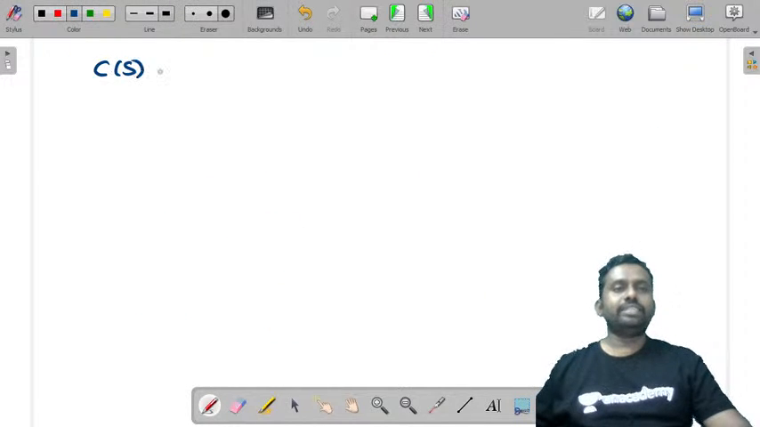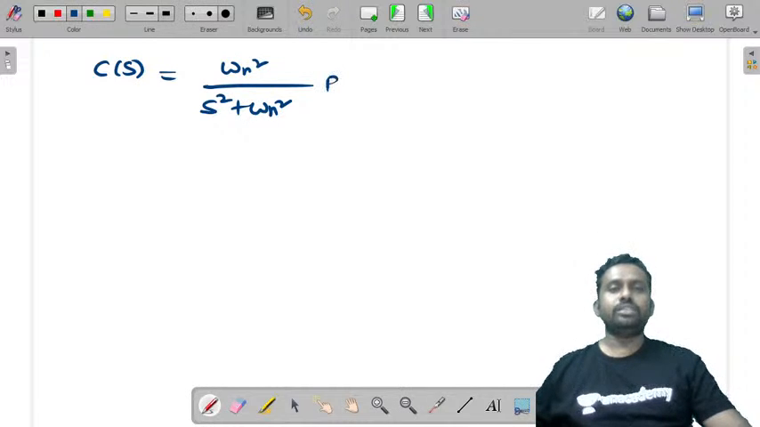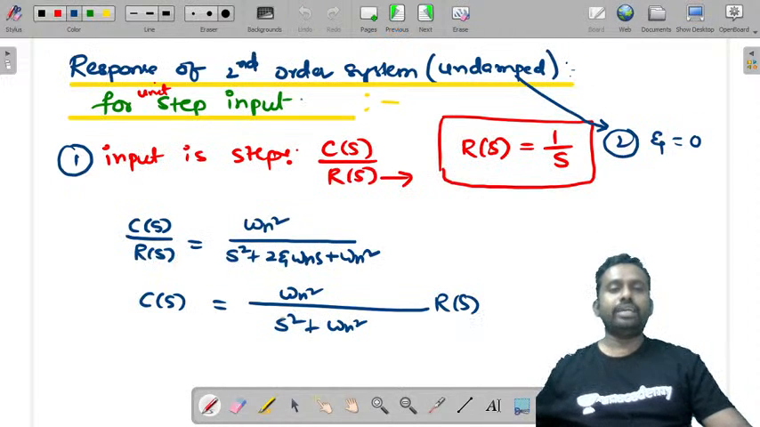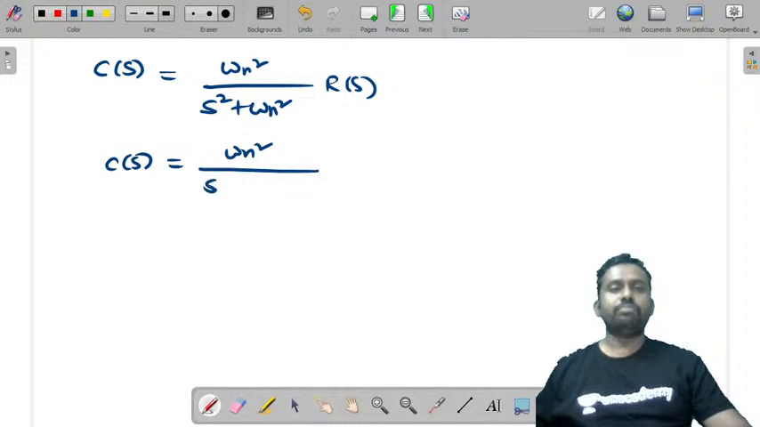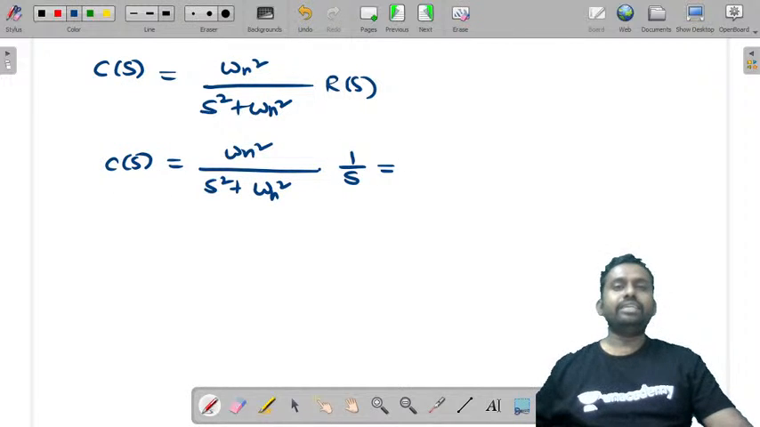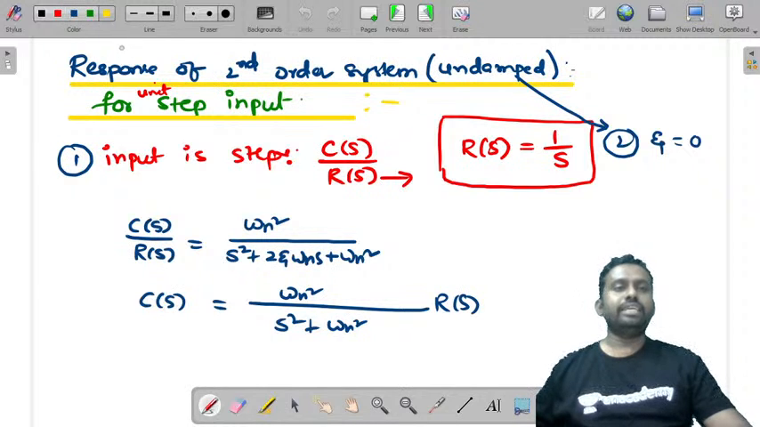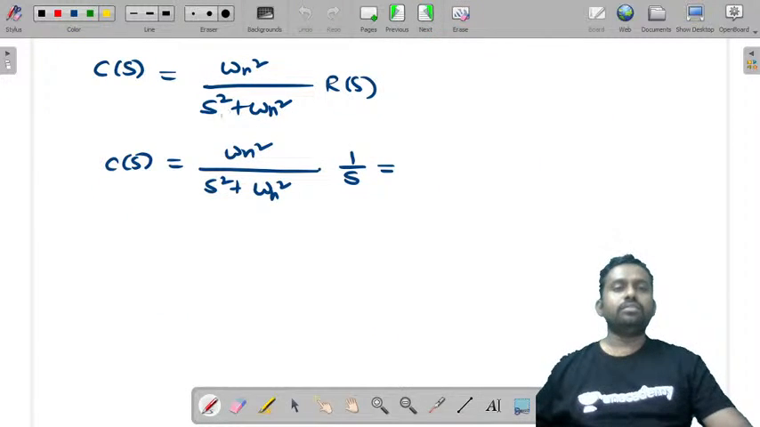So C of S is equal to omega n square by S square plus omega n square into R of S. This is what we got here. Now what is R of S? R of S is 1 by S. Therefore, C of S is equal to omega n square by S square plus omega n square into 1 by S. Our task is to find the response, which is the time response, C of t. Here we have C of S, and we need to find C of t.